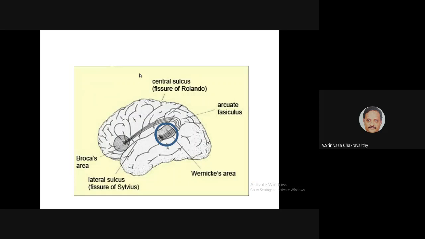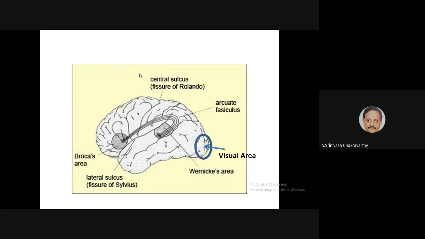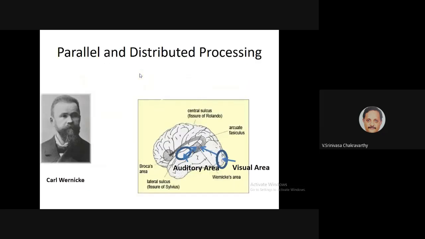But so, for example, language understanding is done in Wernicke's area, right? Language production is done in Broca's area. But if you look at language function as a whole, that is done by both of these areas and their connecting fibers, and actually more and other structures in the brain. There's a whole system of the brain which conducts your language operations. So like that, Wernicke proposed the idea of parallel and distributed processing. So he said that brain function is carried out by parallel and distributed processing.